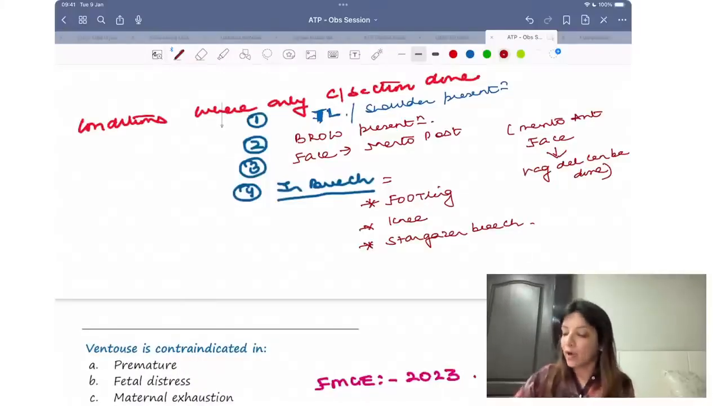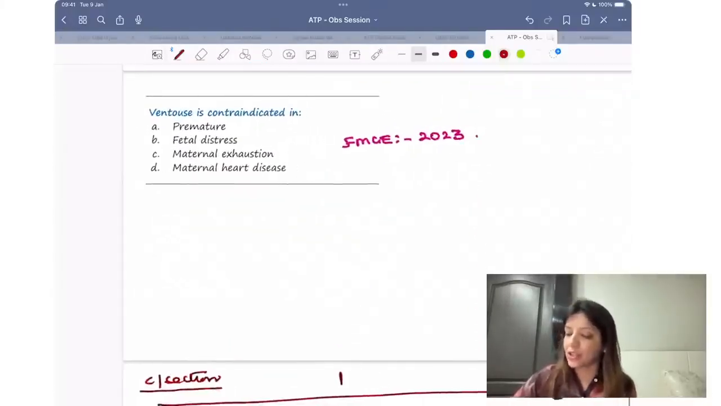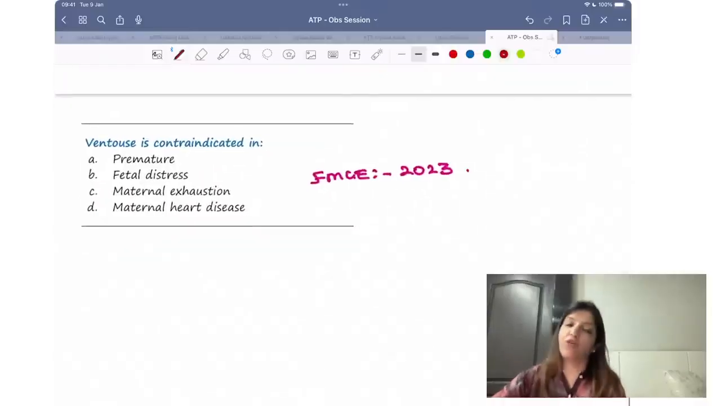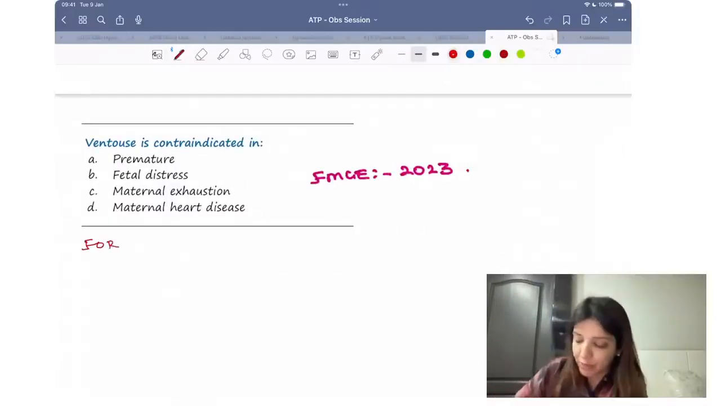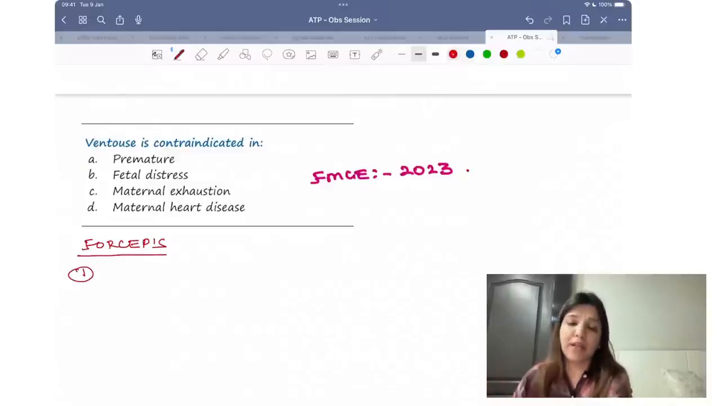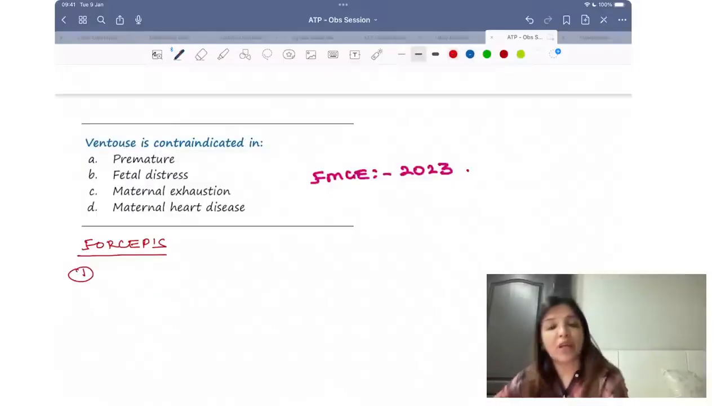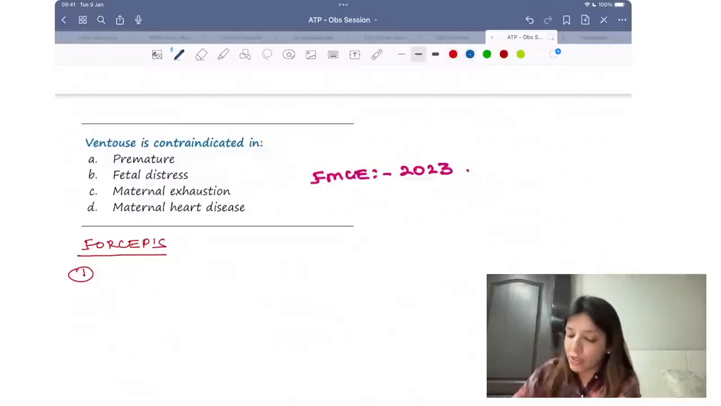Clear? Now, the next questions which they ask you are on vacuum and forceps. In vacuum and forceps, I want you to remember about forceps. Number one point about forceps, other than prerequisites, all of you should remember: other than prerequisites, you have to remember forceps can be used in all those presentations.